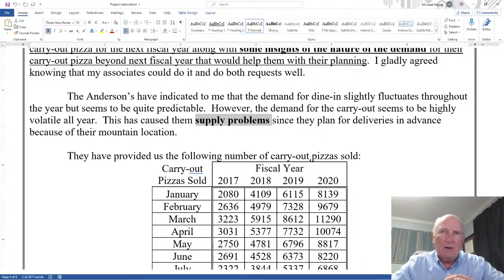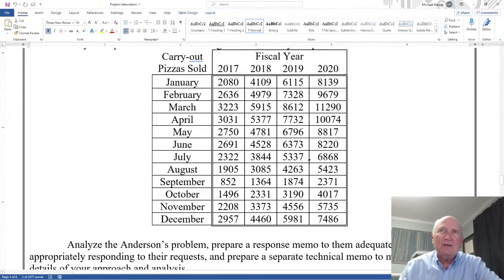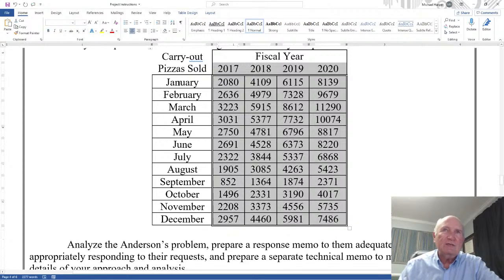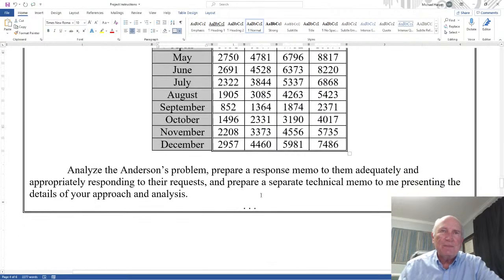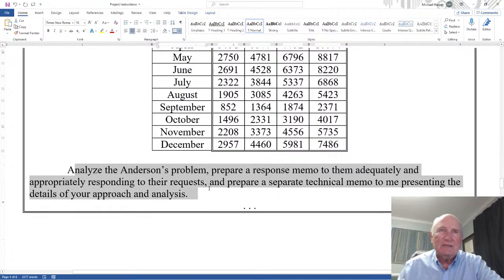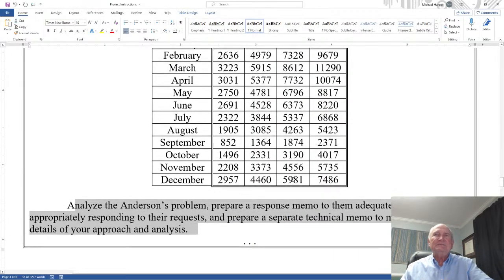There's your response memo. They have provided us with the following carryout pizza data, and there it is, 4 years worth of data, January through December. Analyze the Anderson's problem, prepare a response memo to them adequately and appropriately responding to the request. Prepare a separate technical memo to me presenting the details of your approach and analysis.